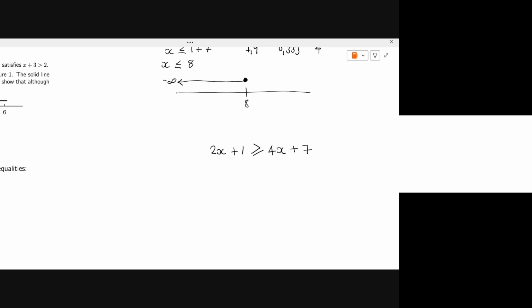Good. So which one am I going to move? Do I want to move 4x over to that side? That makes sense. Okay, good. So I'm going to take 4x and I'm going to move it over. But now this side is positive 4x. What's going to happen when I take it to that side? It's going to become negative. Good.